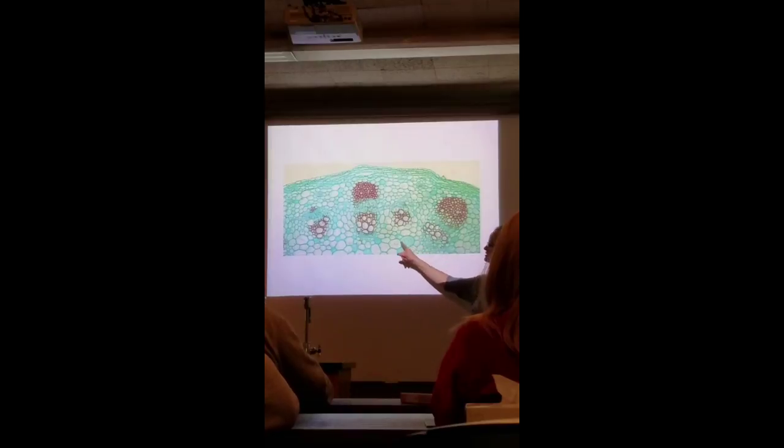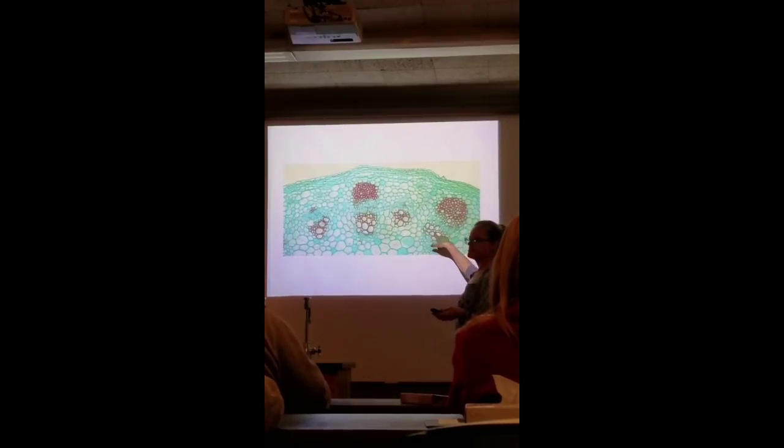What kind of simple cell type are these? Parenchyma. If you say cortex and pith, those are parenchyma cells. So if I asked what simple cell type, and it's the cortex, it's parenchyma. Stephanie? No, phloem and xylem.